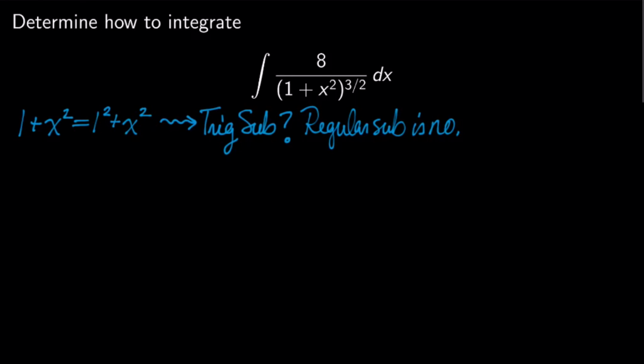Also, another argument why I would try trig sub first is I can tell right away that regular substitution would not work. The reason is if I were to substitute 1 plus x squared for u, then du would be 2x dx, and there are no x's upstairs here. So a regular substitution is not going to work at all.